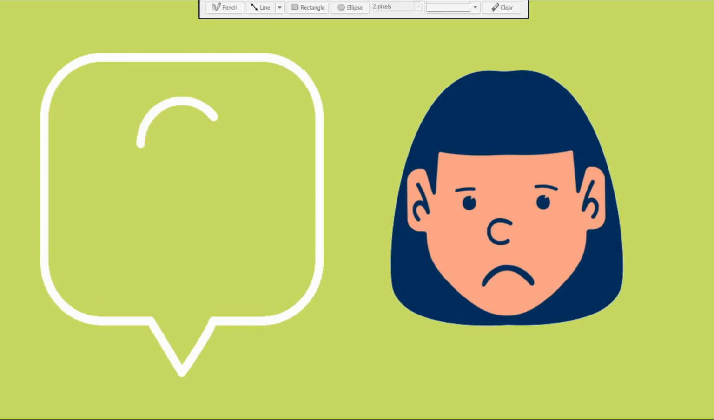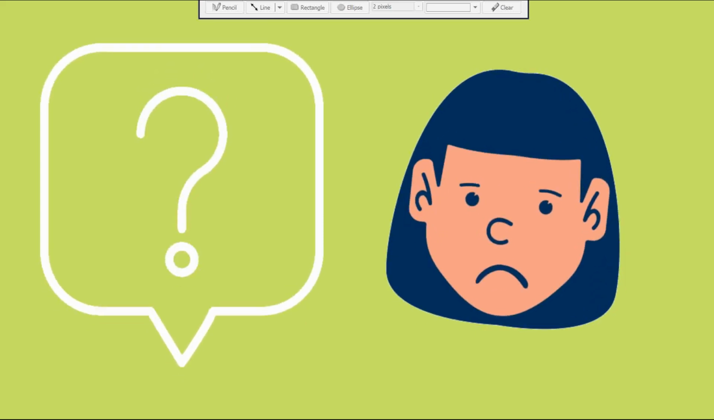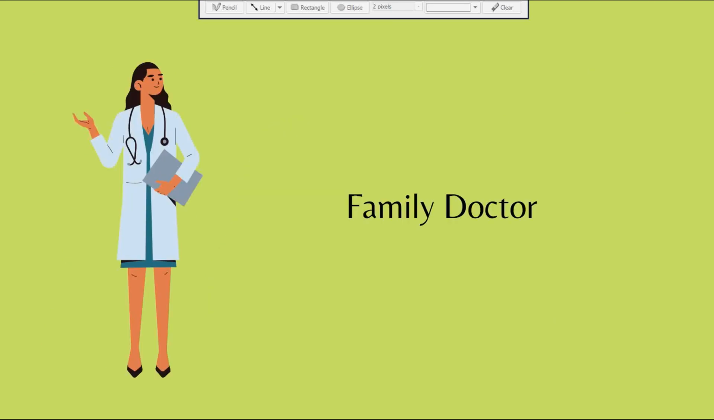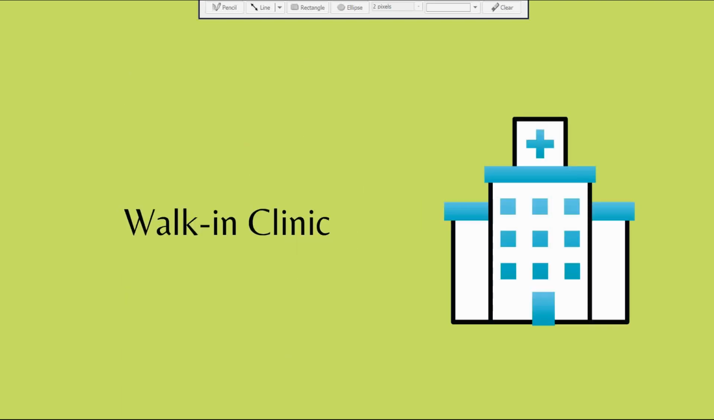Let's say you're not feeling your best. Something's not quite right. You may feel a lump in your body or a sudden pain, headache, continued coughing, or fatigue. These are a few signs of cancer. The next step is to visit your family doctor, general practitioner, or visit a physician at a walk-in clinic.